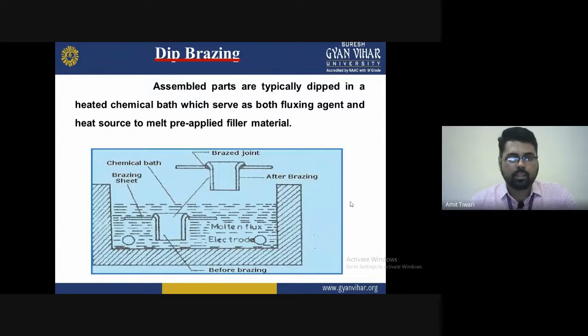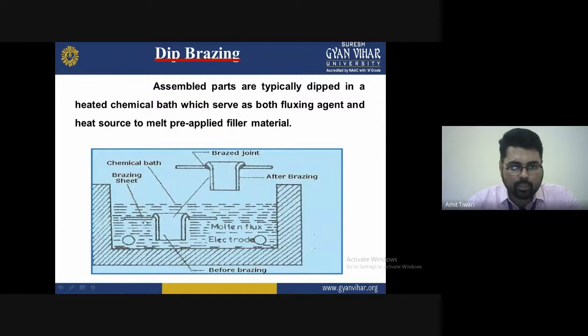So you can see in this diagram, this is a chemical bath, with the filler metal and the molten flux here. You want to join the brazing joint; you can see the before-joint and after-joint in this diagram, these are the parts to be joined.